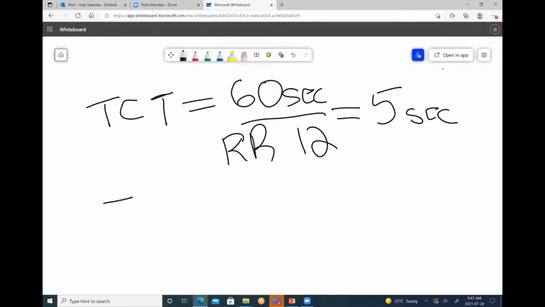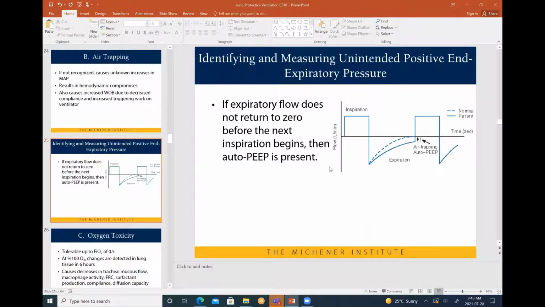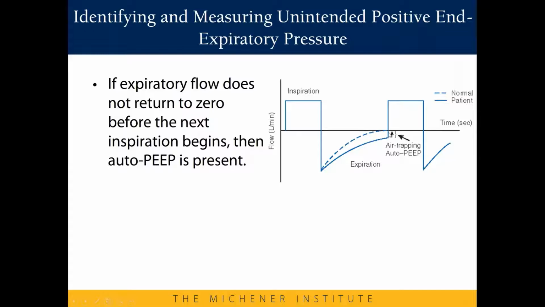If we say we need more time to exhale, and we drop our respiratory rate to 10, 60 divided by 10 gives us 6 seconds. So it gives the patient an extra second of exhalation time. When we look at that, that might be enough to resolve our exhalation time and get this patient to return to 0 liters per minute before our next breath is given.